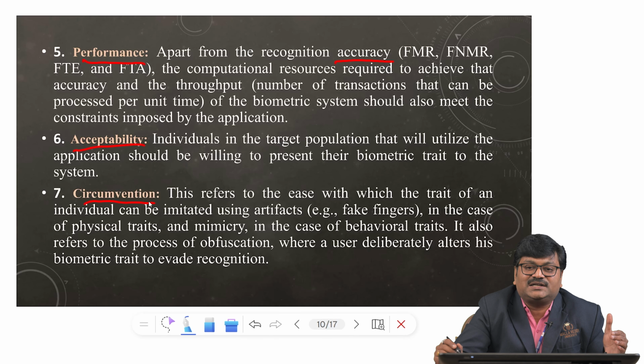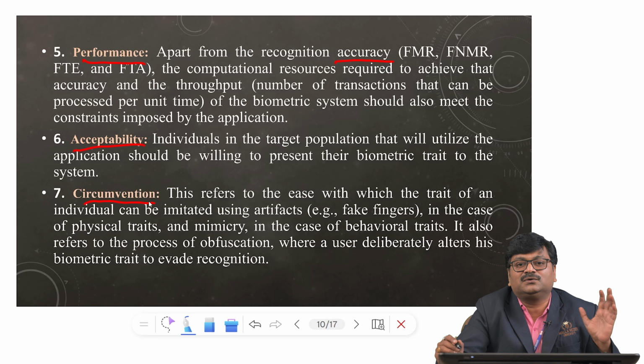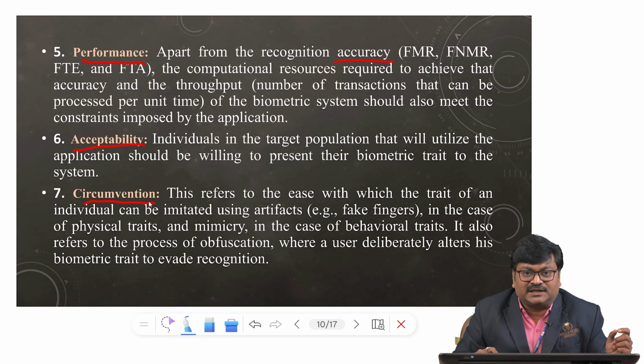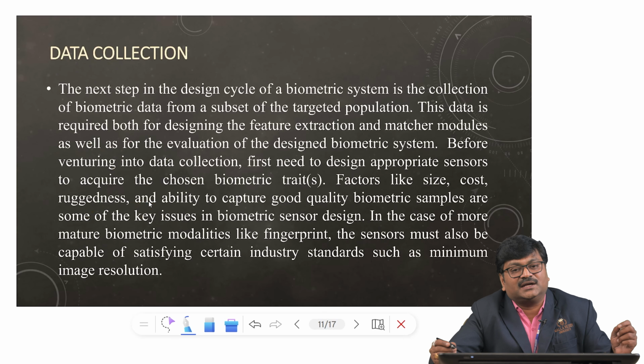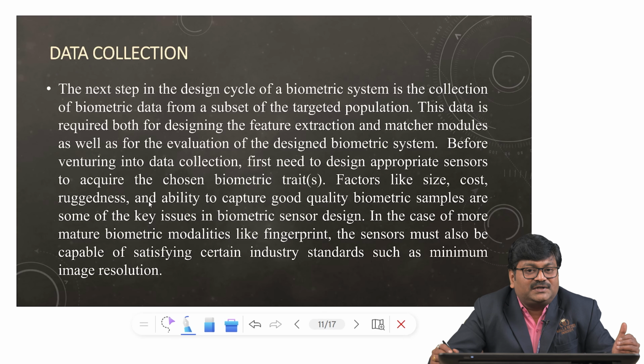Based on that itself, we need to choose the trait and then we need to apply it for the application. If it is not done, then obviously there will be a chance for an unauthorized user to be provided with access. So this makes us more concerned. And here, as I said, after choosing the biometric trait, we need to go to the evaluation.